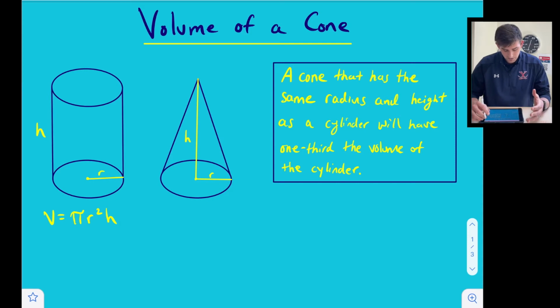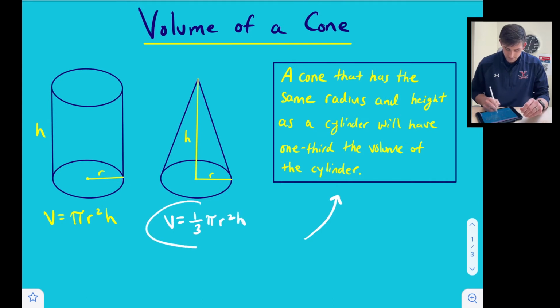On the left side of our screen, we see that the volume equation for a cylinder is pi r squared times height. If we look over here at the right, we see in this navy box that a cone that has the same radius and height as a cylinder will have 1/3 the volume of the cylinder. So that gives us our volume equation for a cone: volume equals 1/3 pi r squared times height.